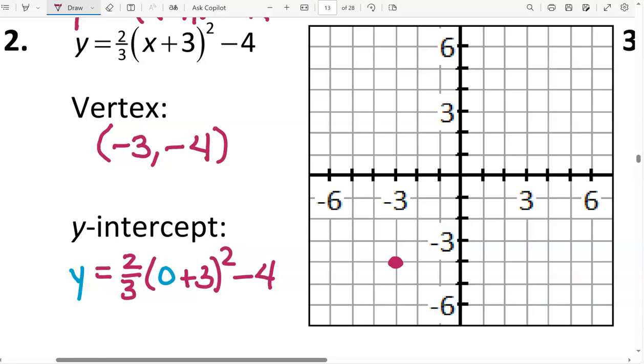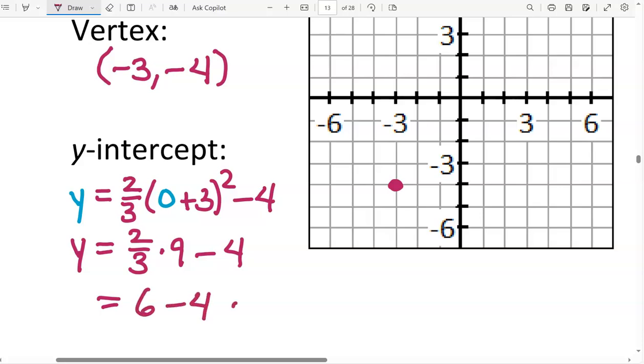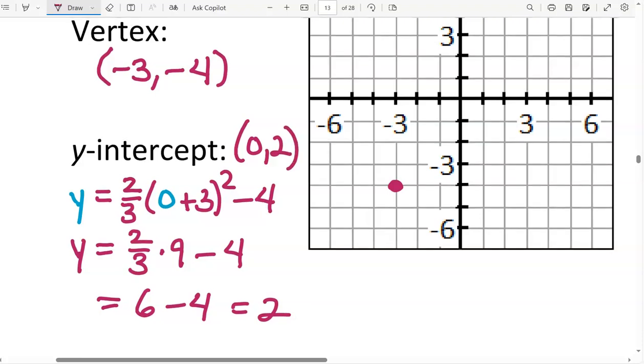And the y-intercept can be found by replacing x with 0, since the y-intercept, or any point on the y-axis, will have an x-coordinate of 0. Now we just need to do some arithmetic. 0 plus 3 is 3, 3 squared is 9, so 2/3 times 9 is 6, minus 4 gives us 2, so that means our y-intercept is the point 0, 2.